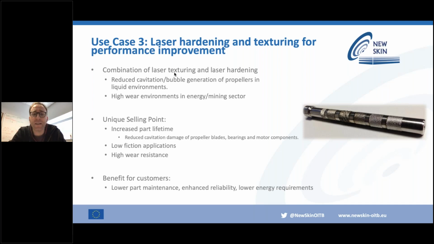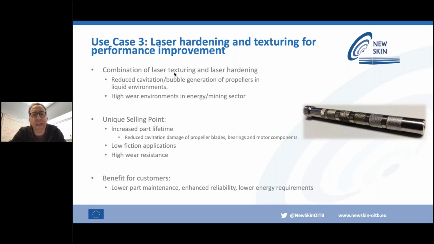So this is to combine the laser texturing approaches I described previously with the laser hardening as well, which would be done as a first step. This could be for cavitation reduction or bubble generation on propellers, say, in the water, the marine environment, but also for high wear environments in the energy or mining sector or in the automotive or aerospace.